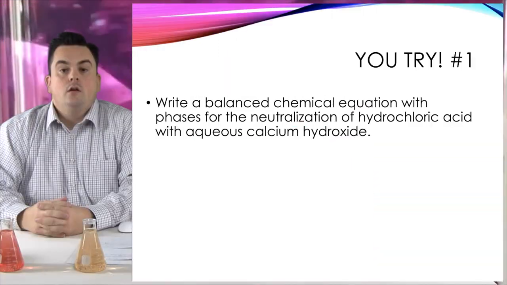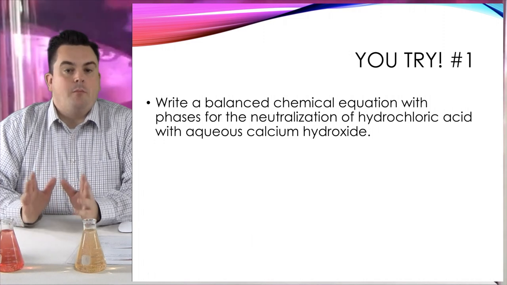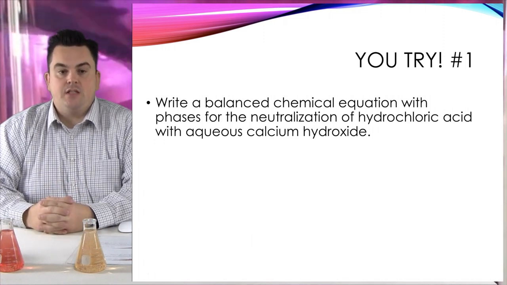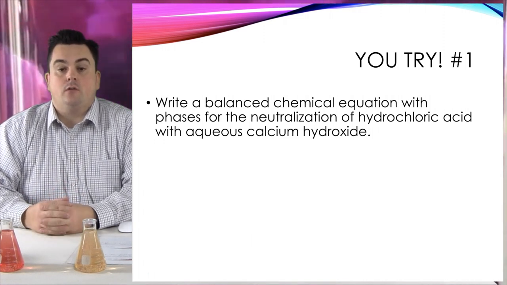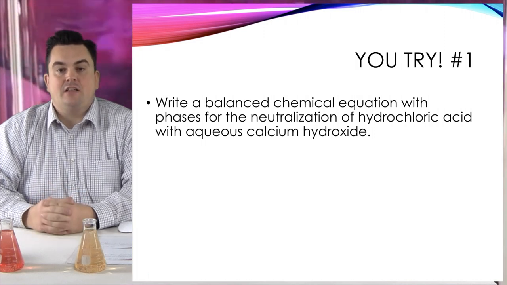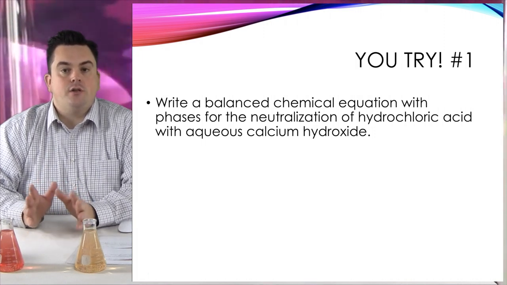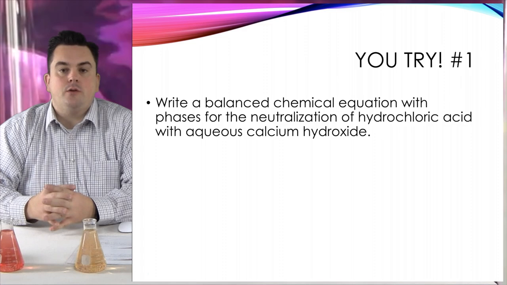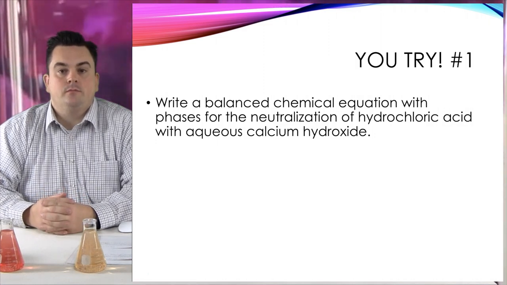Good. You try number one. Write a balanced chemical equation with phases for the neutralization of hydrochloric acid with aqueous calcium hydroxide. Make sure to use all the reference tables that we used in the previous example.